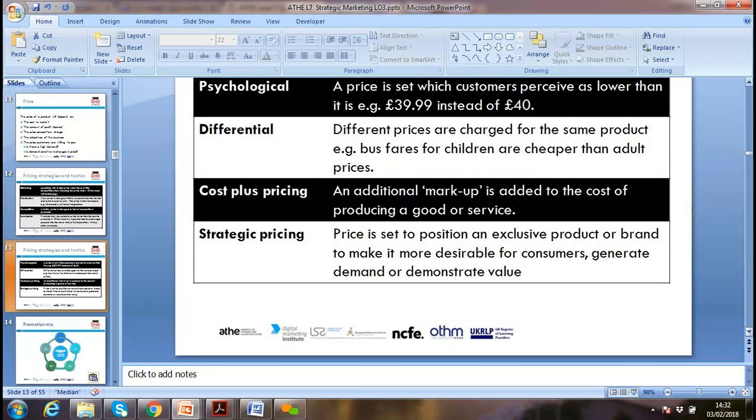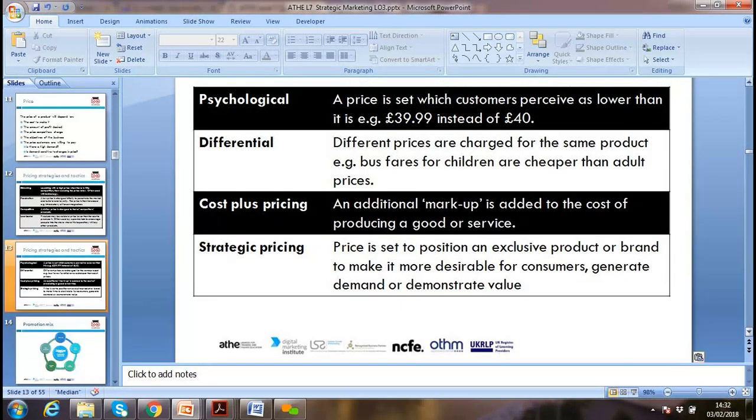Then there are psychological prices, which can impact consumer behavior. Take 39.99. Even if it is only one penny less, the impact can be huge. People say, oh no, I paid 39.99, even though they wouldn't say they paid 40 pounds. So that's the psychological price effect on the consumer.